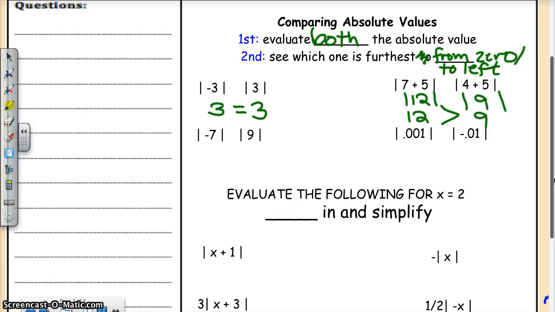Negative 7 and 9. Negative 7 is 7 away from 0. 9 is 9 away from 0. 9 is bigger. Negative 0.001 is 0.001 away from 0. Negative 0.01 is 0.01 from 0. Compare place values. 0 is less than 1.